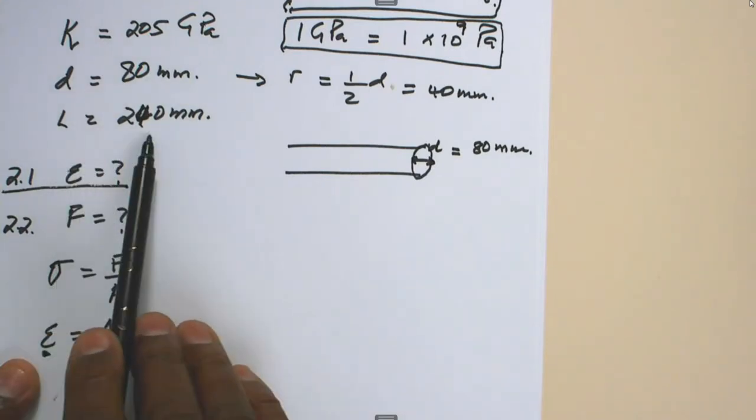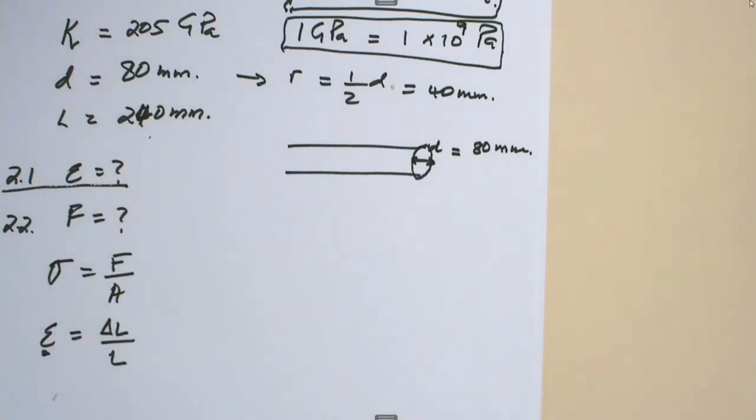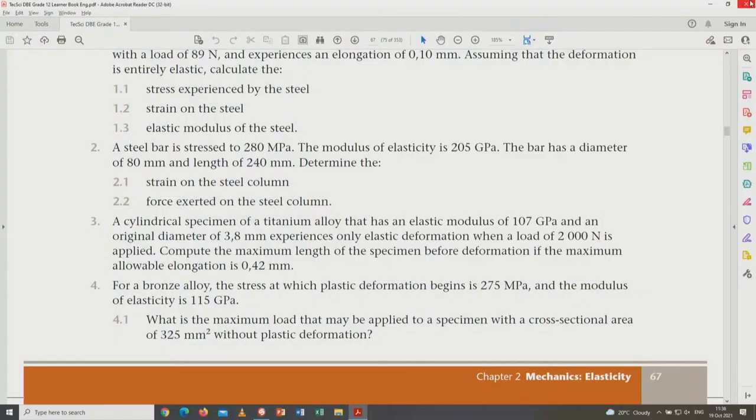The original length is there. Are we given enough information on this? Oh yes, we are given the modulus of elasticity, so we can calculate E. What is the relationship involving the modulus of elasticity?